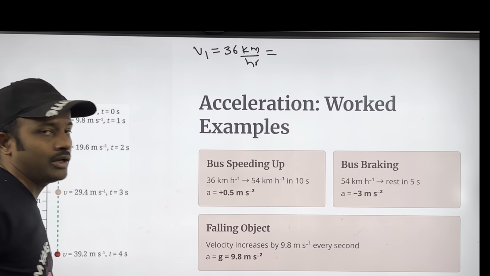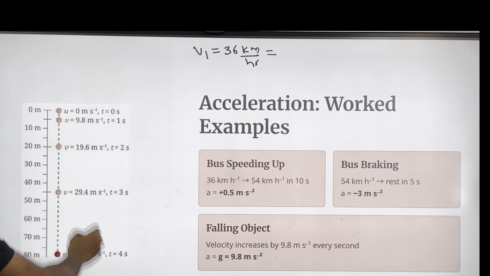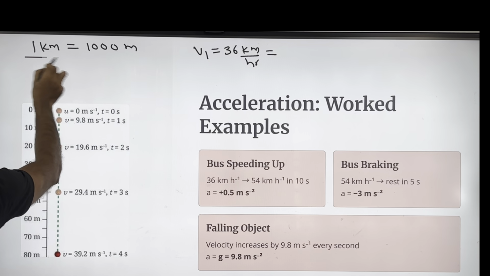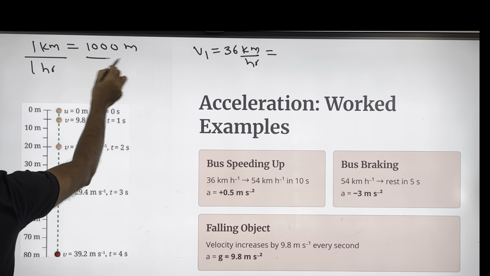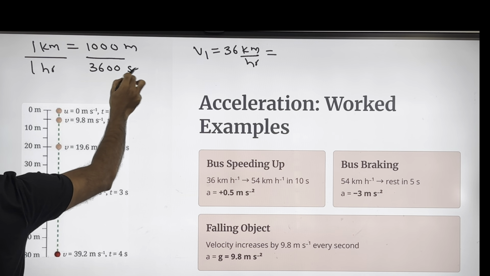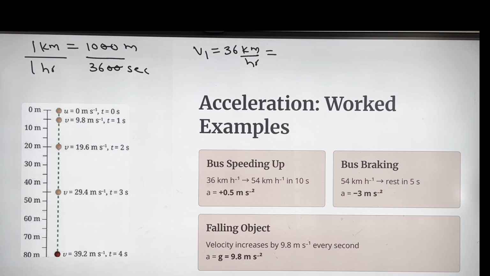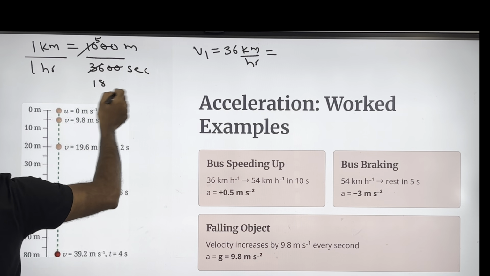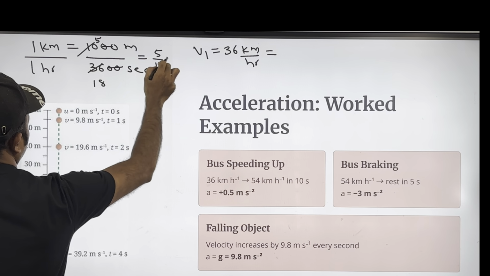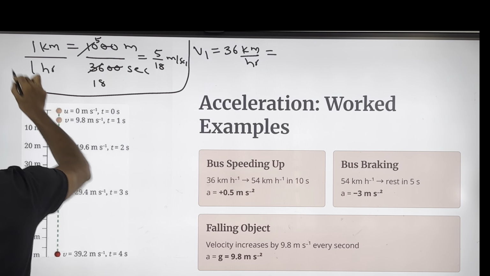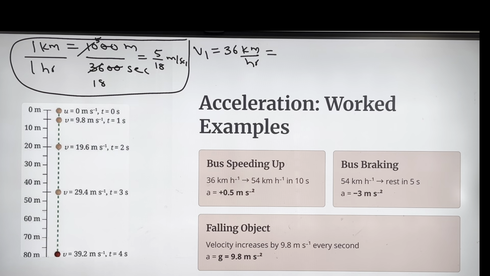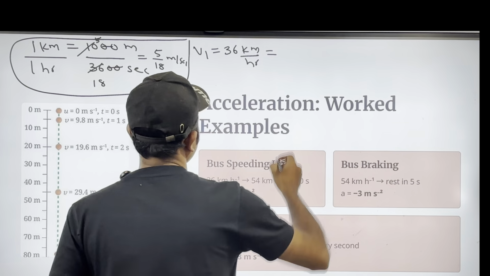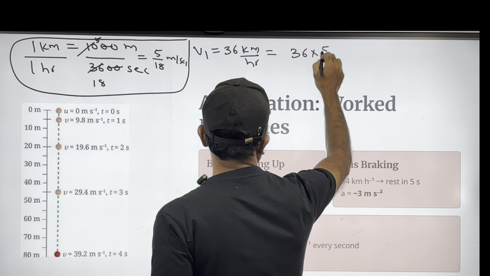How do you change kilometer per hour into meter per second? Already you know that 1 kilometer equals 1000 meters, and 1 hour equals 3600 seconds. So the zeros cancel, and 2 5s are 10, 2 18s are 36. This equals 5 by 18 meter per second. To change kilometer per hour into meter per second, you just have to multiply with 5 by 18. So 36 into 5 by 18.